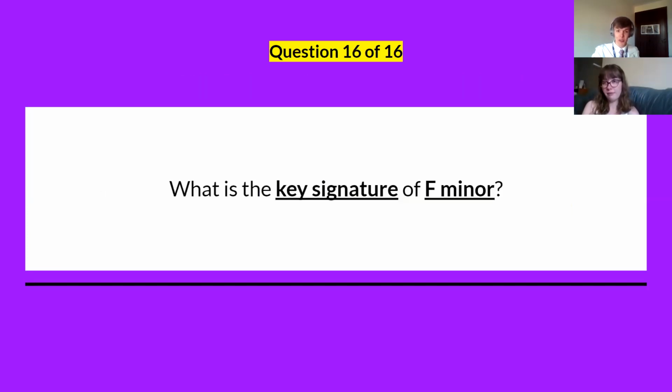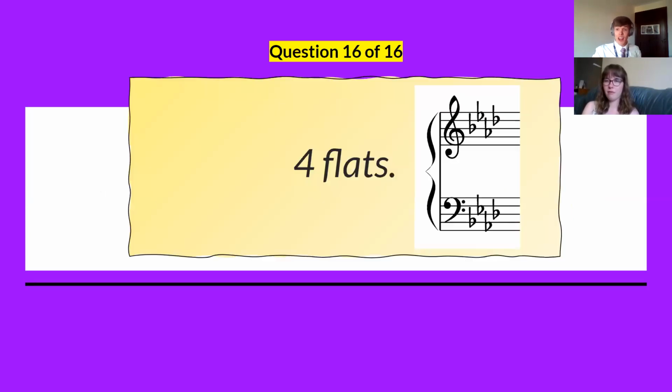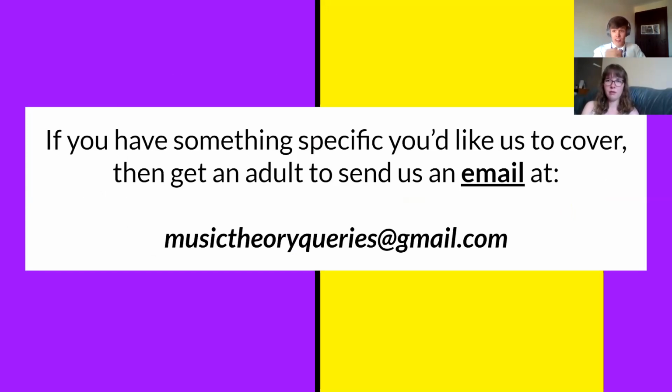Good. And then the last question, because don't forget we had an extra question this week. Question 16, what was the key signature of F minor? It's 4 flats, and we had the major key that has 4 flats earlier in the quiz, which was A flat major. So F minor is the relative minor of A flat major. 4 flats, good stuff. So that's the answers from last week.